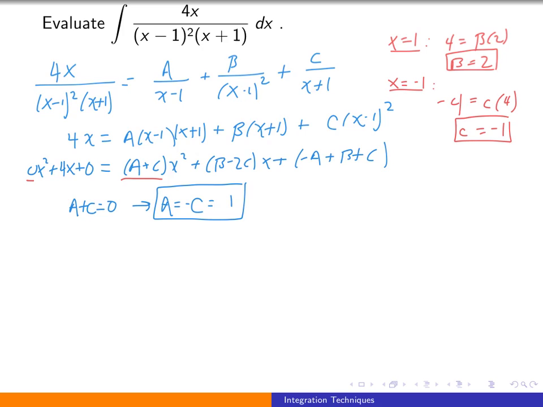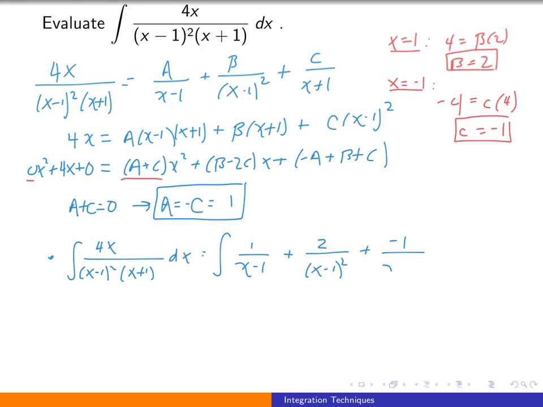So now that we have found the values of A, B, and C in the partial fraction decomposition, we simply put everything together. So the antiderivative that we are looking for, 4x over (x minus 1) squared times (x plus 1), is equal to the antiderivative of A over x minus 1, plus B over (x minus 1) squared, plus C over x plus 1. And now we can anti-differentiate term by term.